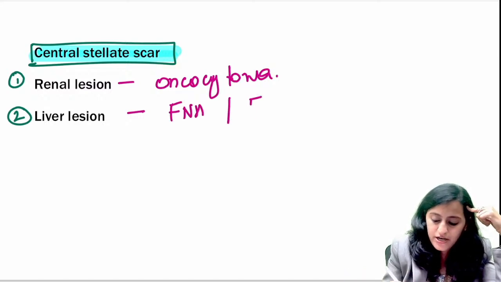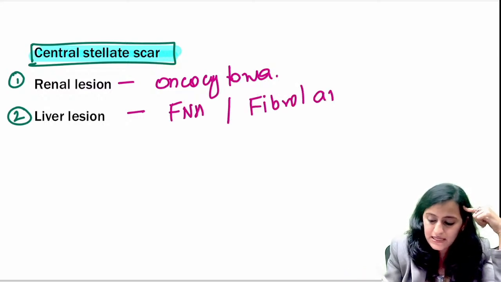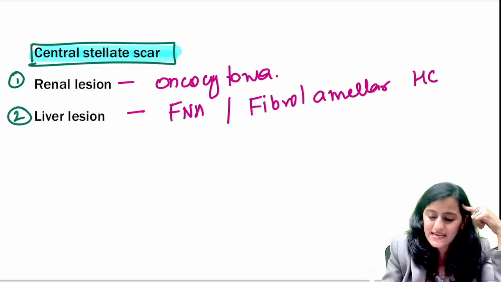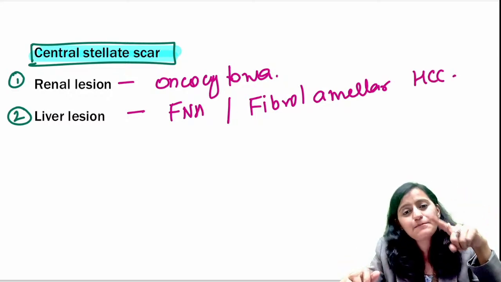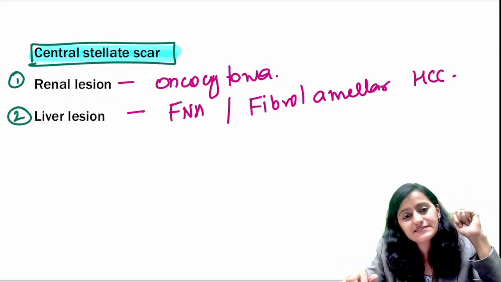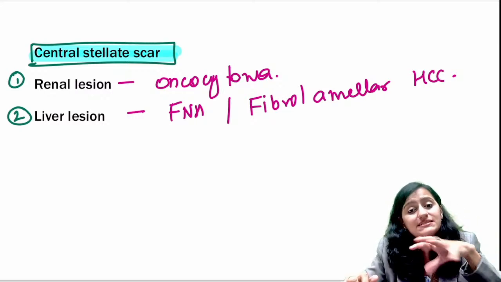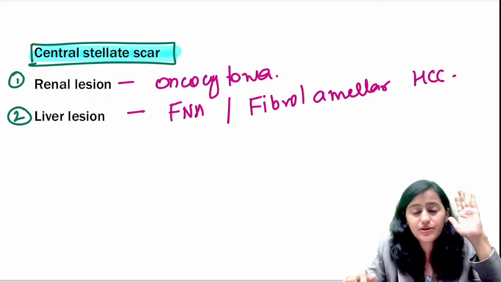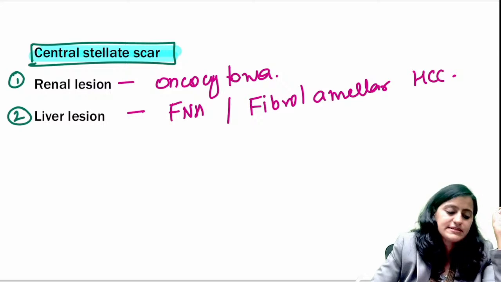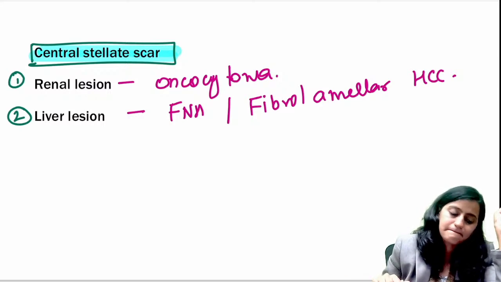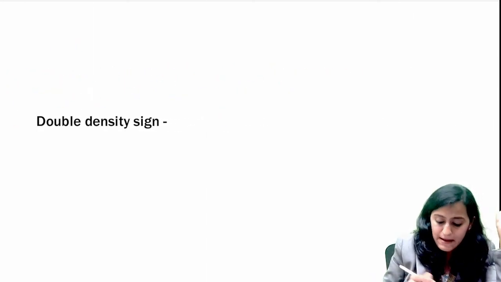FNH, or it could be fibrolamellar variant of HCC as well. Focal nodular hyperplasia and fibrolamellar variant of HCC, both of them can give central stellate scar in the liver. Okay, in the kidney it is oncocytoma. Absolutely right. Yeah. Double density sign.